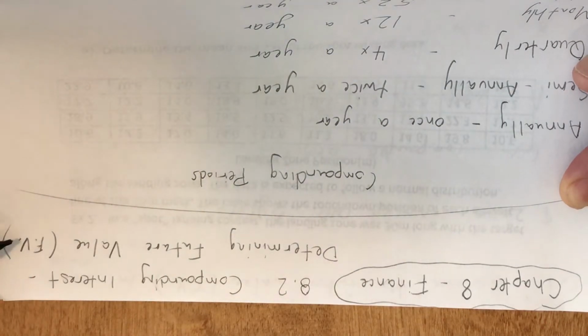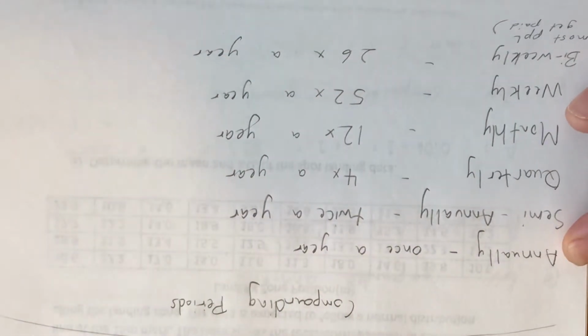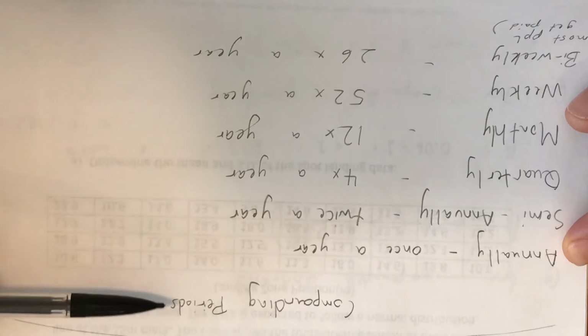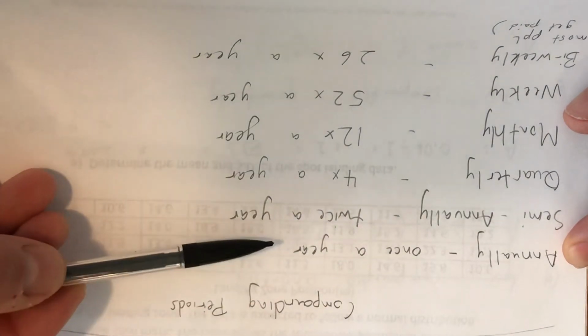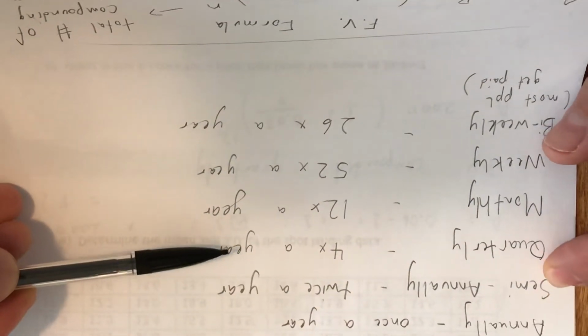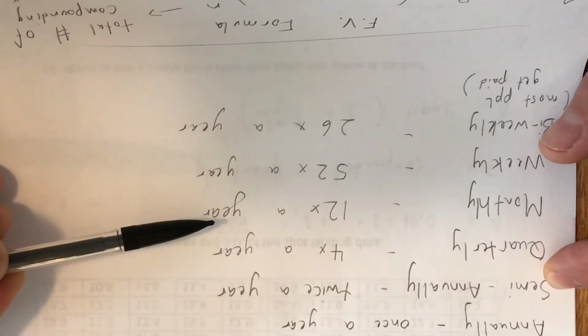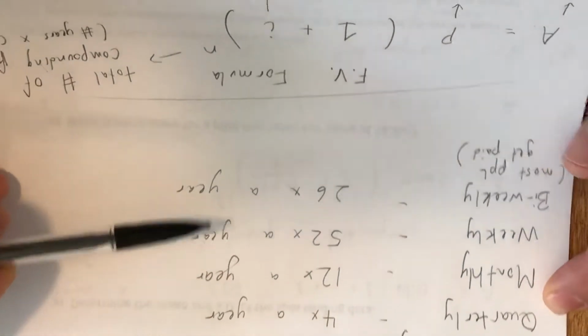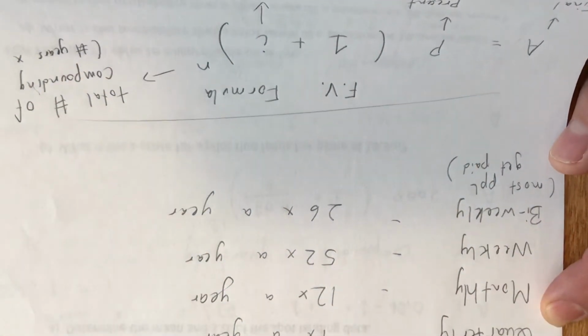Okay, so the first section is determining future value. Just a few terms that you need to be familiar with before we can continue. These are called compounding periods. When a question says annually, it's once a year; semi-annually, twice a year; quarterly, 4 times a year or every 3 months. Monthly is 12 times a year. There are 52 weeks in a year, and if you go bi-weekly, where most people get paid every 2 weeks, there's 26 of those in a year.